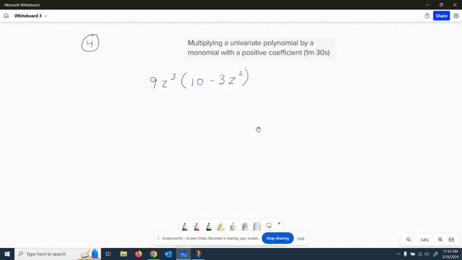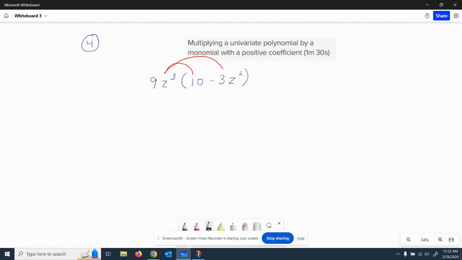I like the way Alex does this. They keep mixing this stuff up a little bit. This is multiplying a univariate, one variable, by a monomial with a positive coefficient. So these problems are pretty easy. The one thing you have to remember are your rules with exponents. All right, again, you're going to have some distribution here. If you want, go ahead and draw your lines, your arrows. The 9z cubed is going to multiply by 10, and then it's going to multiply by negative, don't forget the negative sign, 3z squared.